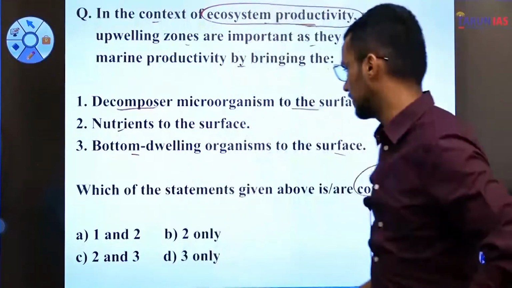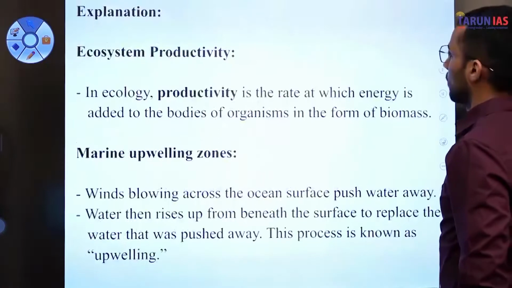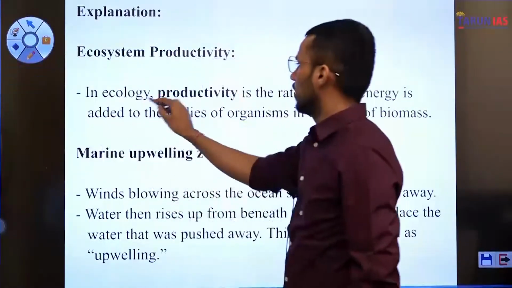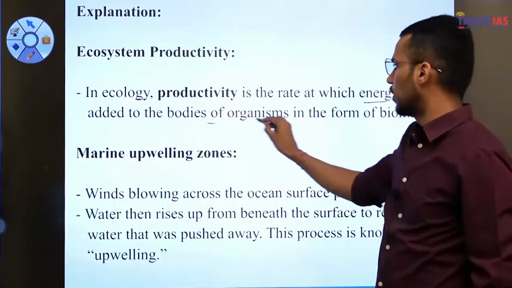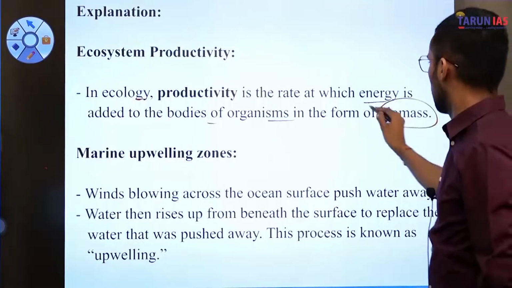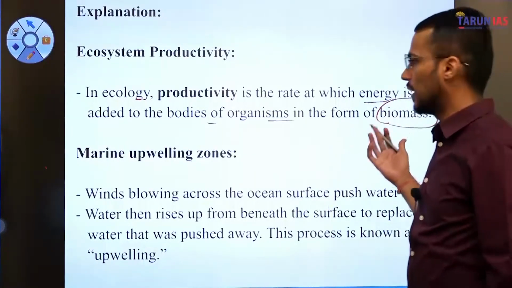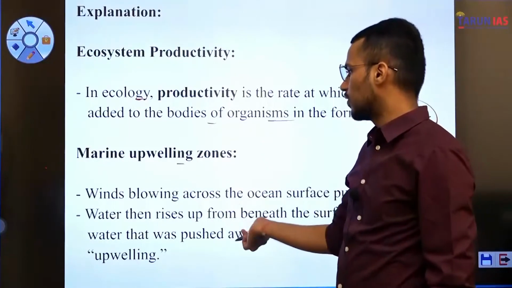So let us discuss this question. Ecosystem productivity, we have already discussed. Ecosystem productivity is the rate at which energy is added to the bodies of organisms in the form of biomass. That means the rate of accumulation of energy in the form of biomass. Marine upwelling zones, we have already discussed.